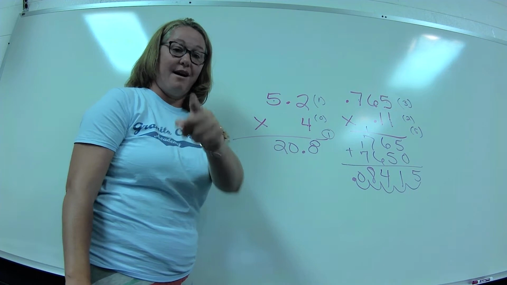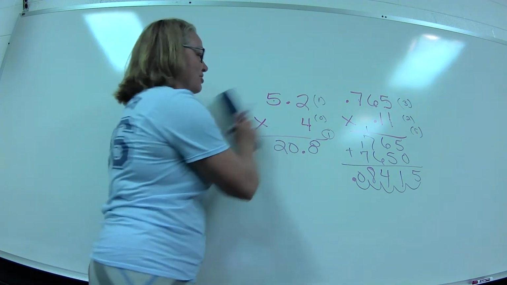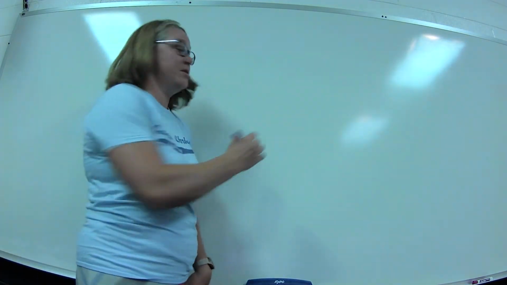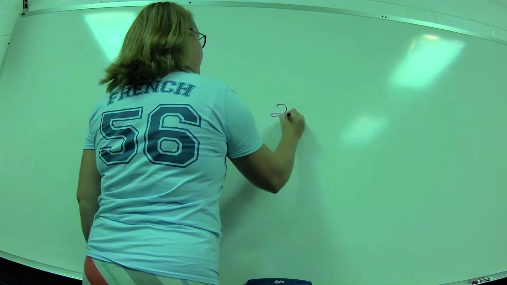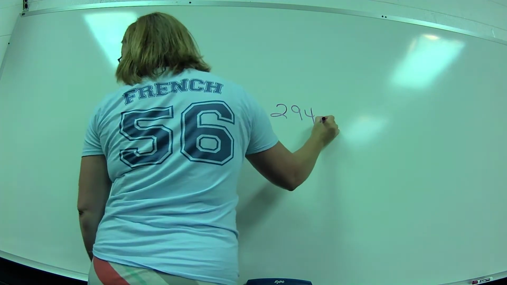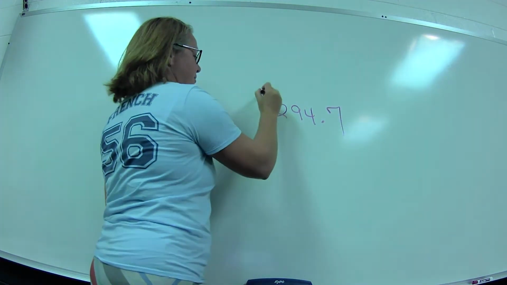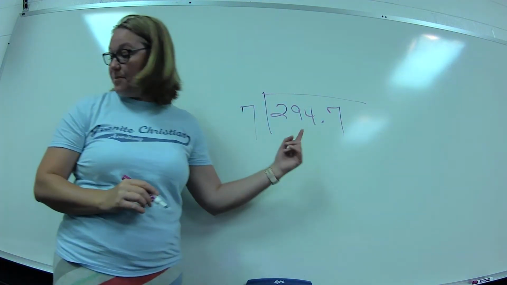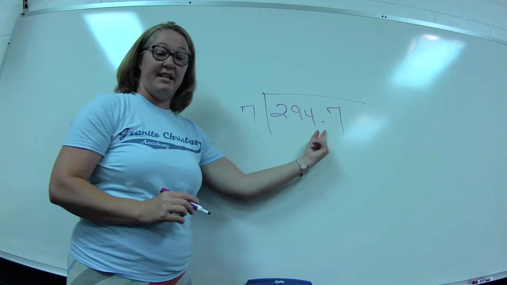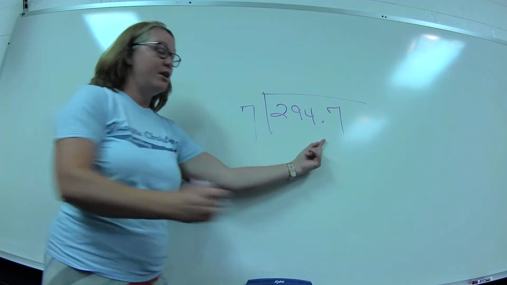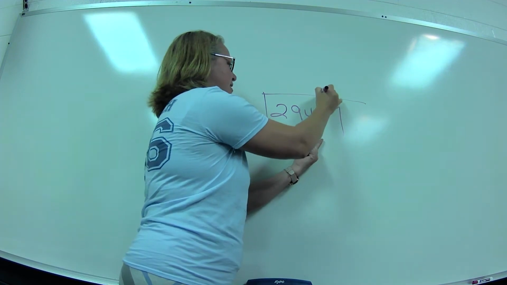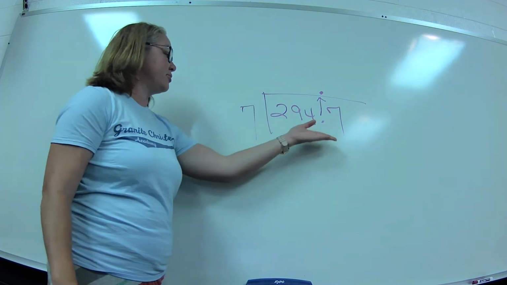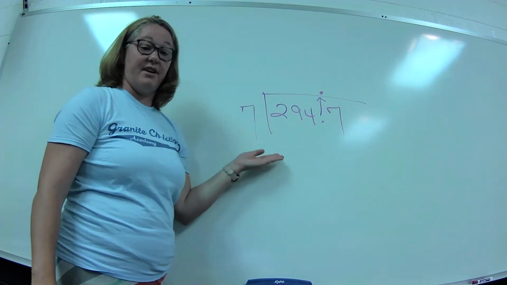Excellent. So today, since we've done addition and subtraction of decimals, and we've done multiplication of decimals, guess what we're doing today? Division with decimals. Excellent word. All right, so division with whole numbers. Say we have 294.7, and let's divide that by 7. All right, so we have a decimal in our dividend. When we have a decimal in our dividend, we can just bring it straight up because there's no decimals in the divisor. We'll get to that in a little bit. So we have 294.7 divided by 7.